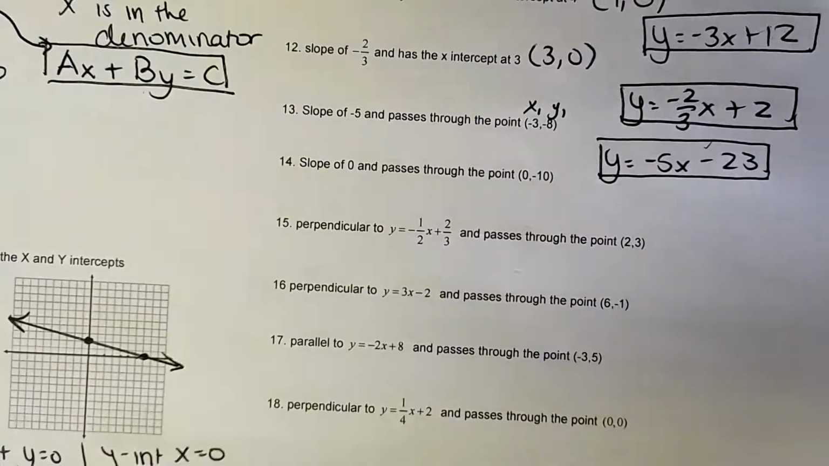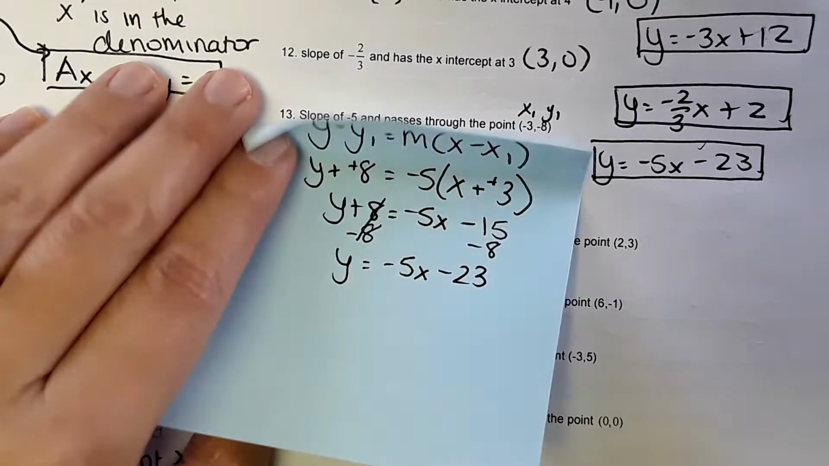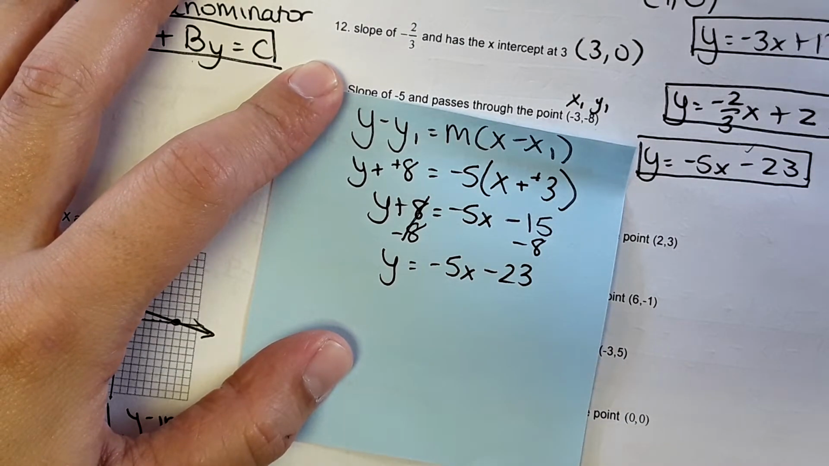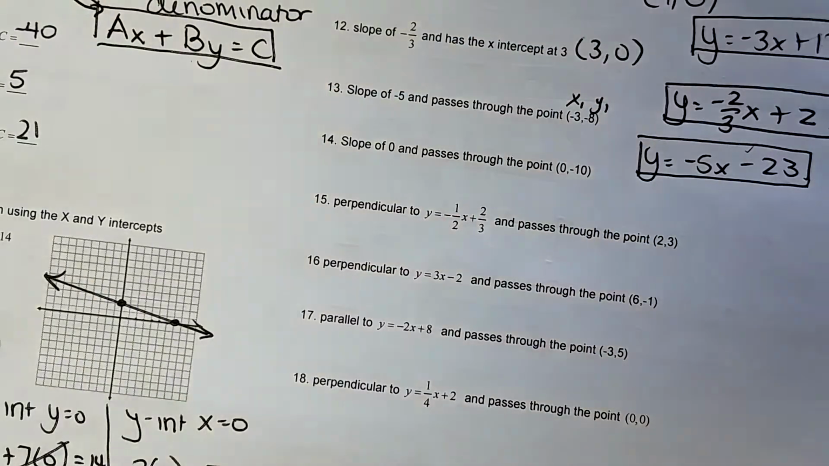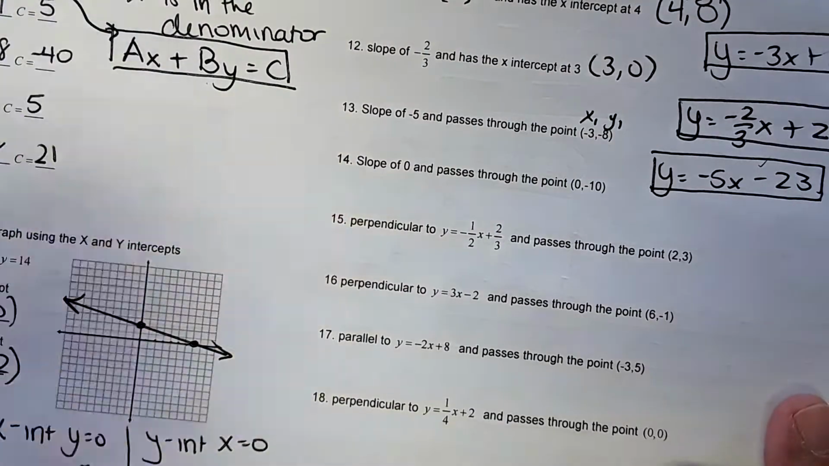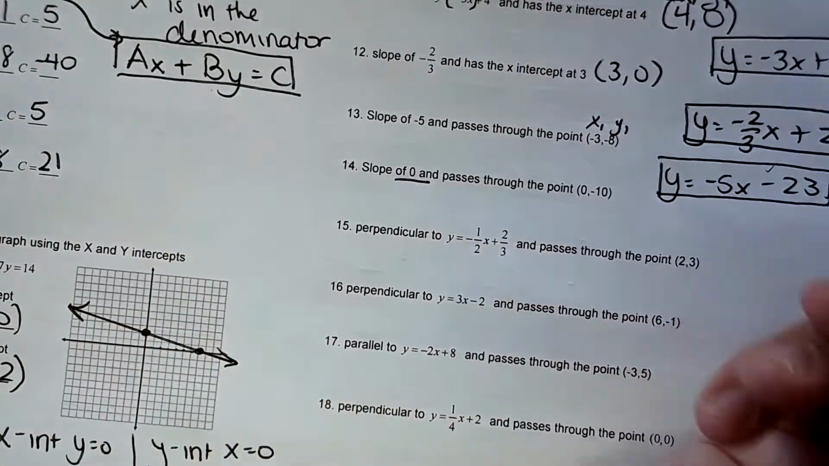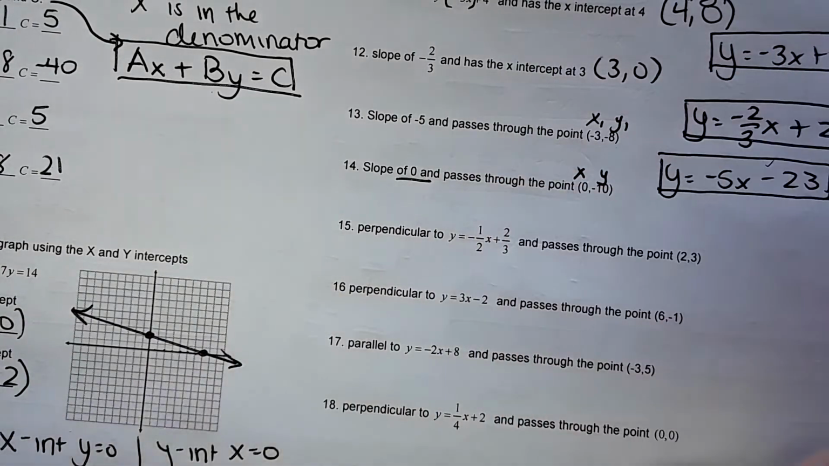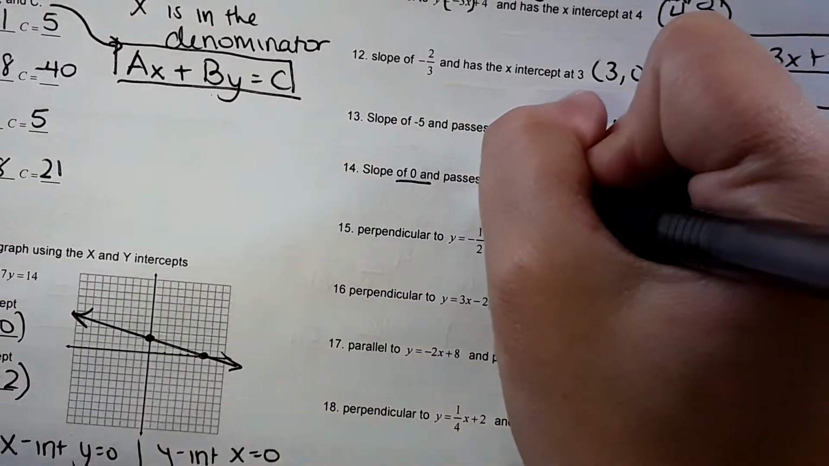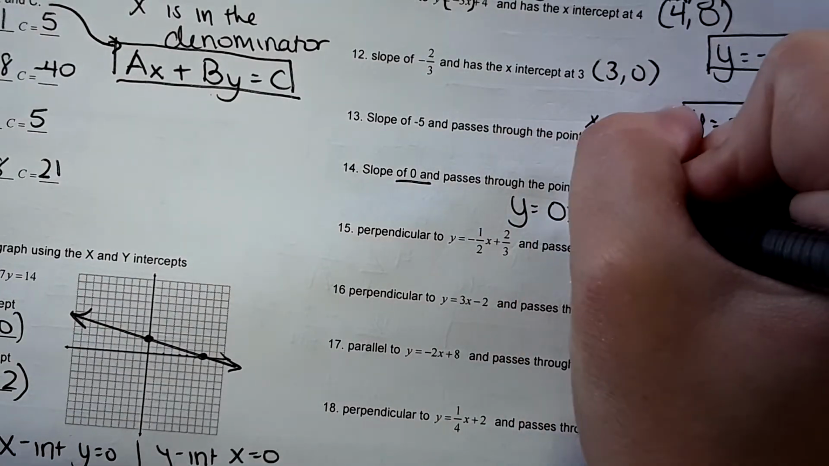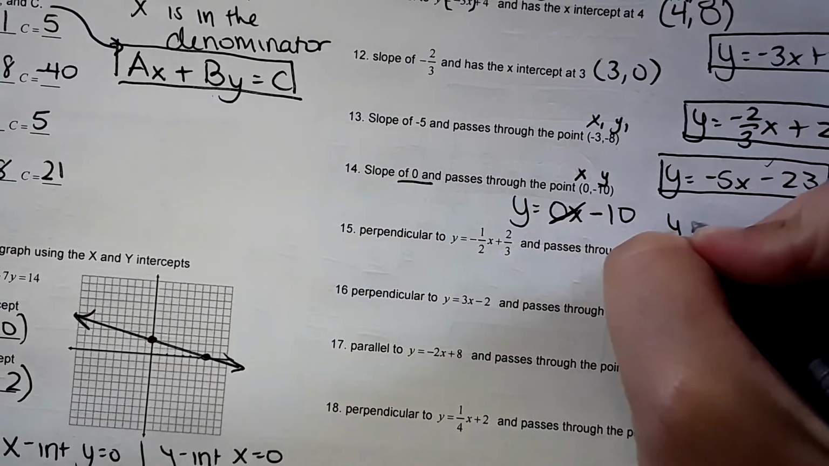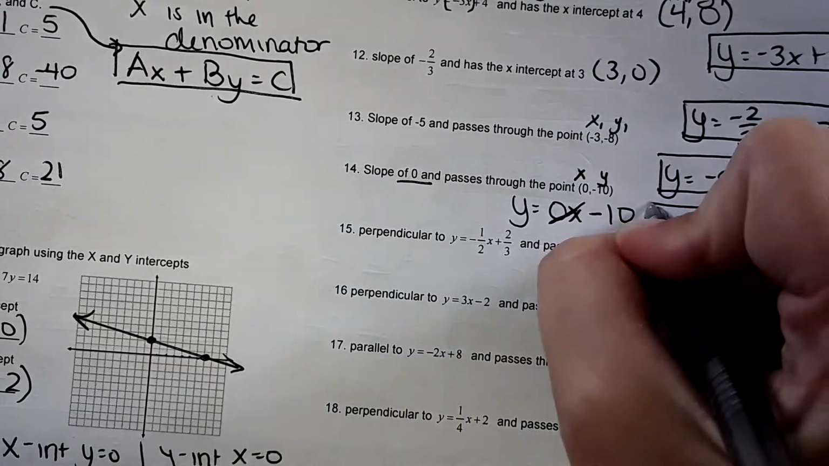Next. Actually, I don't even need room for work on this one. Slope of 0, so that'd be 0x, passes through the point 0, -10. This is x, this is y, so this is our y-intercept. So our equation here would be y equals 0x minus 10, which 0x is just 0. So our equation actually is just y equals -10.